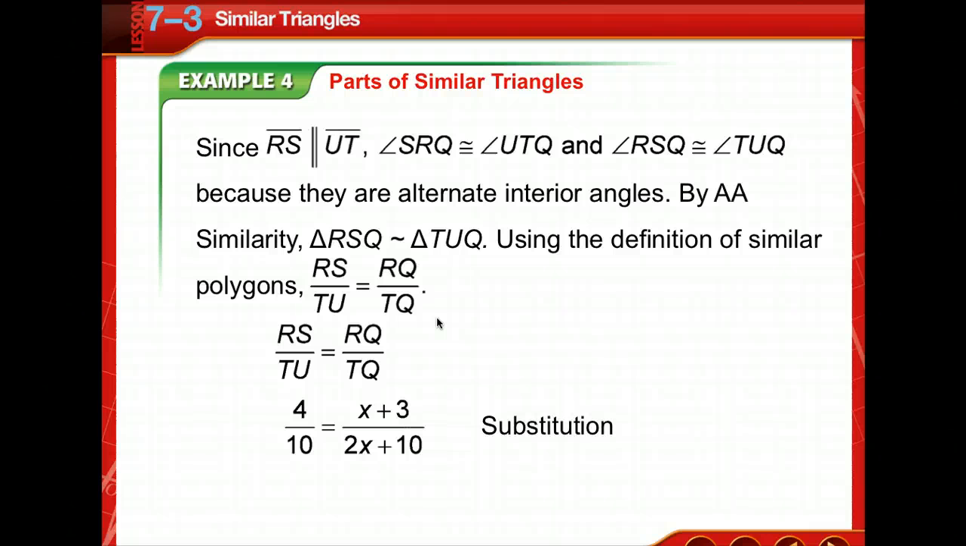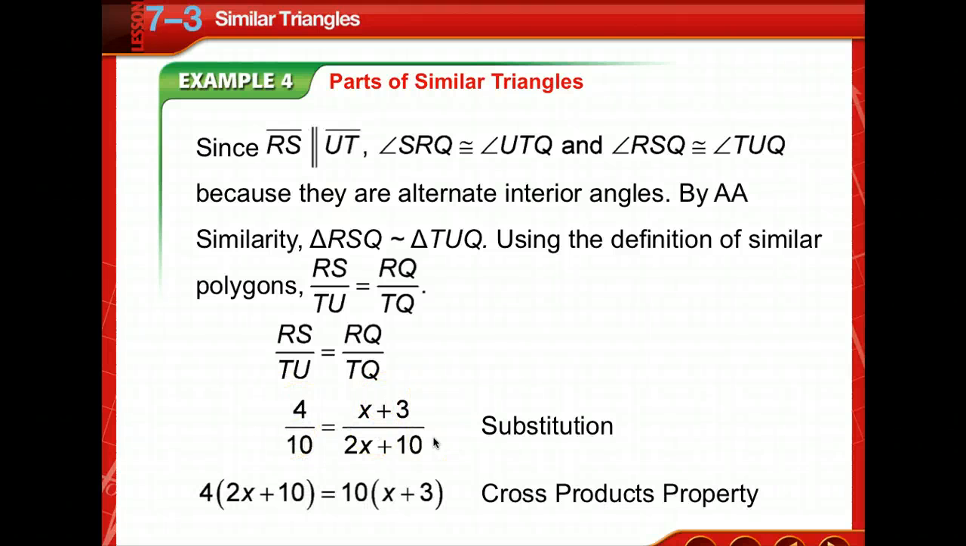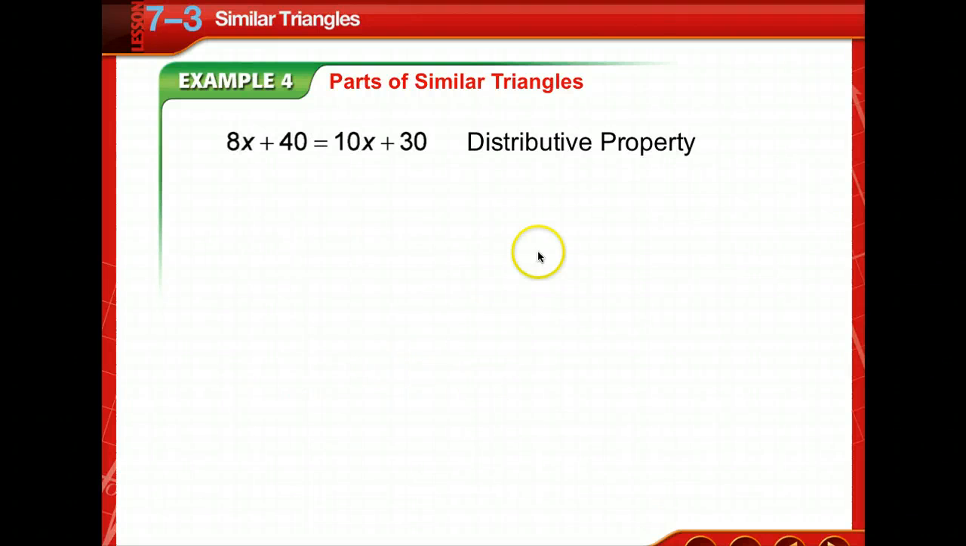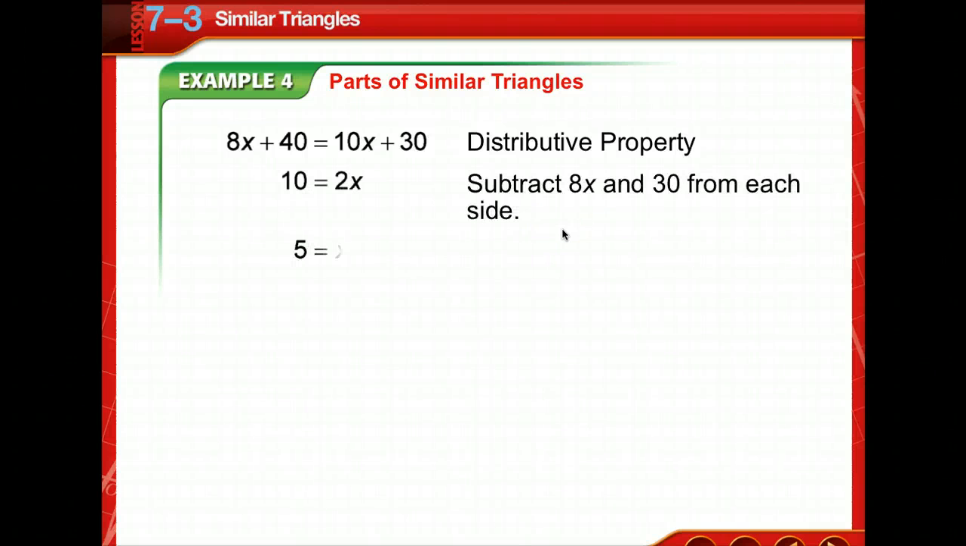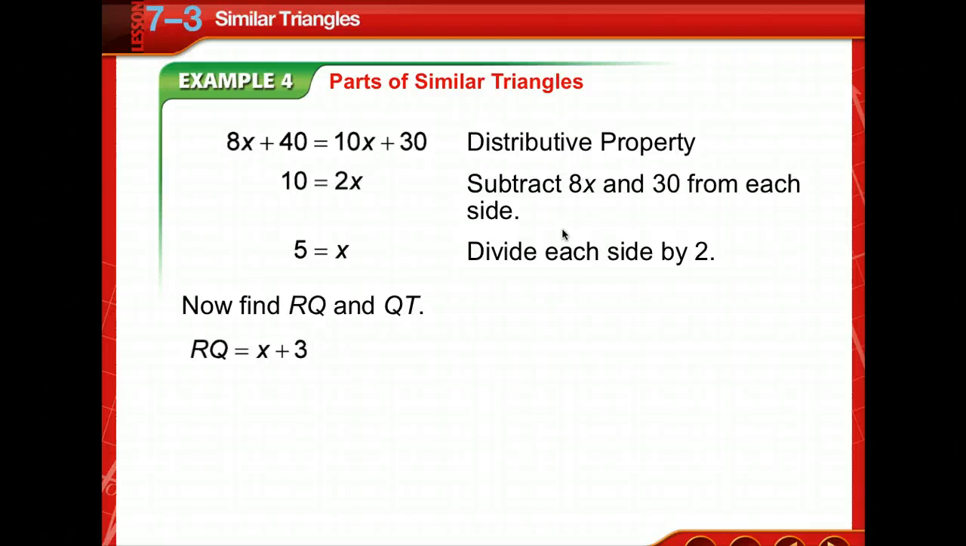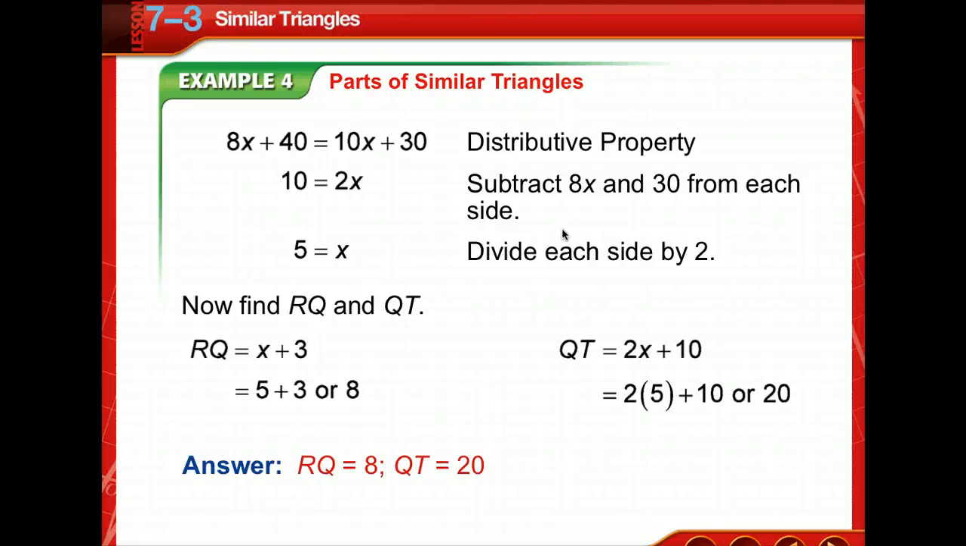So the measurement of RS is 4 and TU is 10. RQ is x plus 3. TQ is x plus 10. So we're going to use cross products, the distributive property, and then solving for x. We're not quite done though. We were asked to find out what the measurement of RQ and QT are. So we substitute a 5 in for x and find out that RQ is 8 and QT is 20.